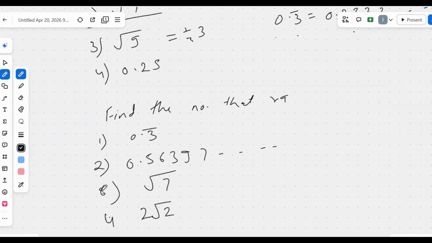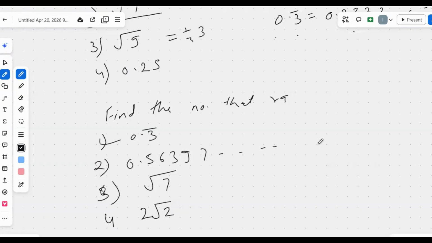This one 4. Now you tell me, out of this, which one is going to be rational? It's the first one. Do you know how to convert this one into a terminating decimal?